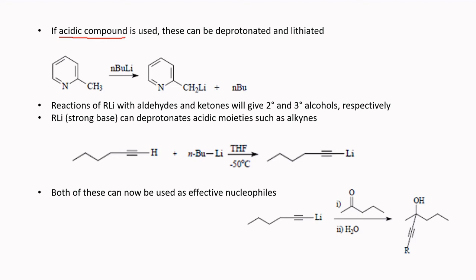And this organolithium, since it is a strong base, can easily deprotonate acidic moieties such as alkyne. Okay, let's say we have an alkyne here. Since this RLi is a very strong base, it can abstract this proton and replace it with the lithium. And now both of these can be used as effective nucleophiles. So this can now be used as a nucleophile to react with a carbonyl compound to give us an alcohol.